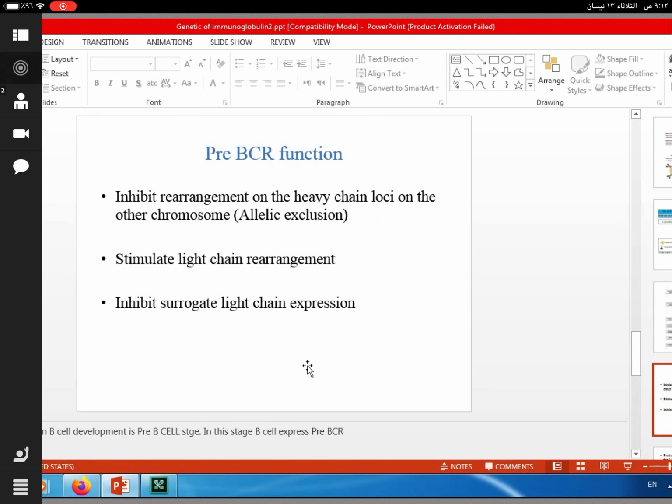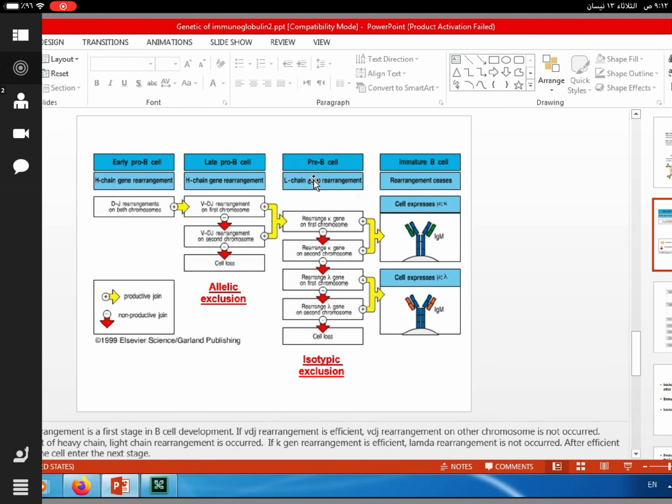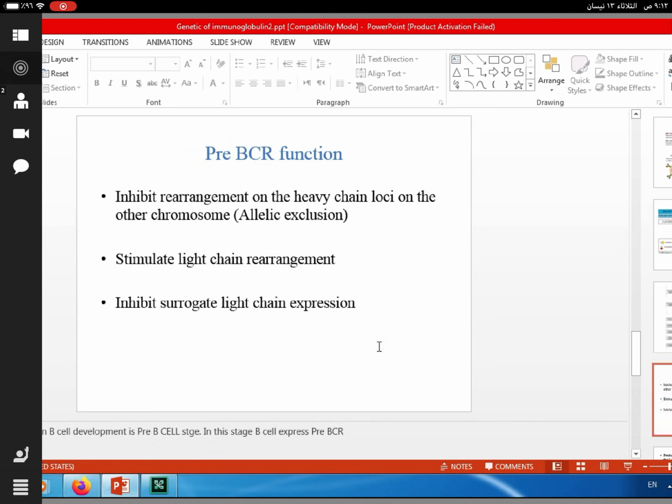One of the most important stages in B cell development is the pre-B cell. In this stage, the B cell expresses pre-BCR. The pre-BCR is involved in some important events. First, it inhibits rearrangement of the heavy chain loci on the other chromosome, allelic exclusion. Second, it stimulates light chain rearrangement, and finally inhibits surrogate light chain expression.